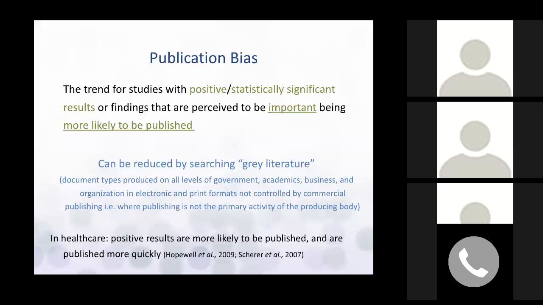And, for example, this is something from healthcare where they looked at the rate of acceptance of papers, and papers that report positive results, positive impact, are more likely to be published and faster.